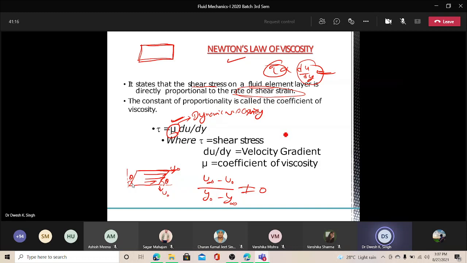We have two viscosities that we will discuss later. Generally this is called the coefficient of viscosity. Dynamic viscosity is also called the coefficient of viscosity.